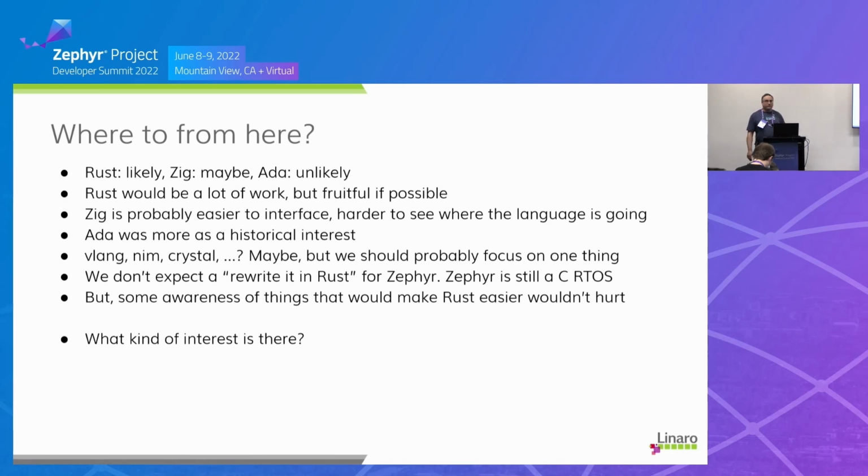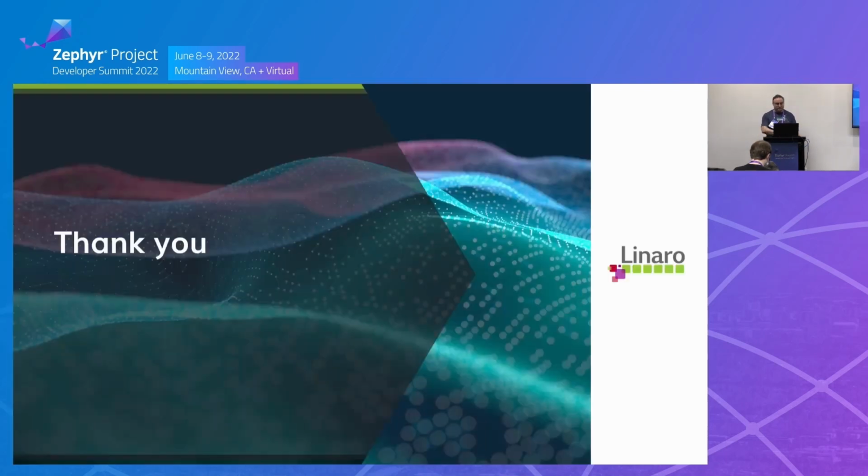But no, we don't expect rewrite it in Rust. It's still a C project. Go use TockOS if you want an RTOS that's written in Rust. All right, that's all I have. I think we have a minute or two for questions.